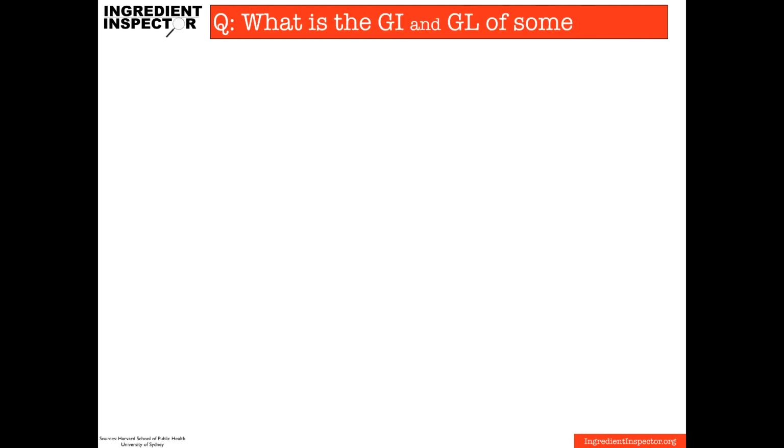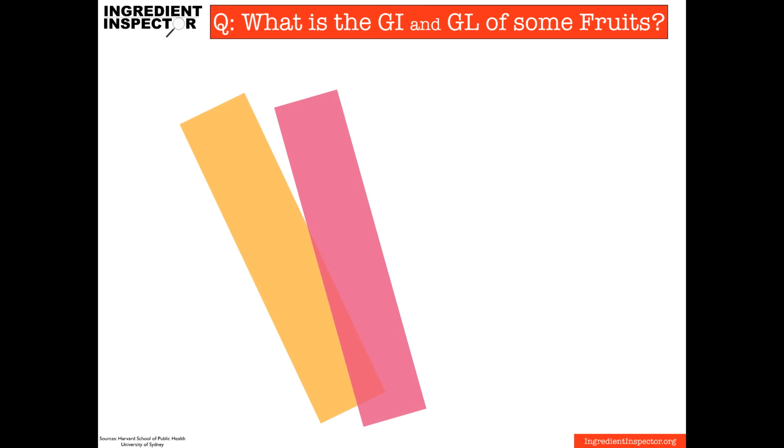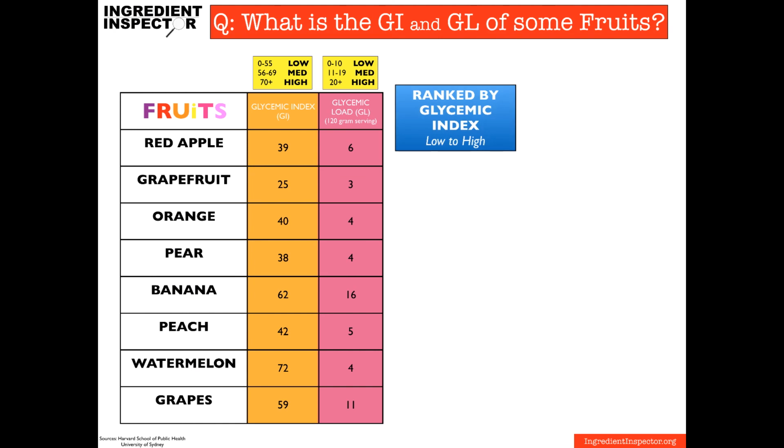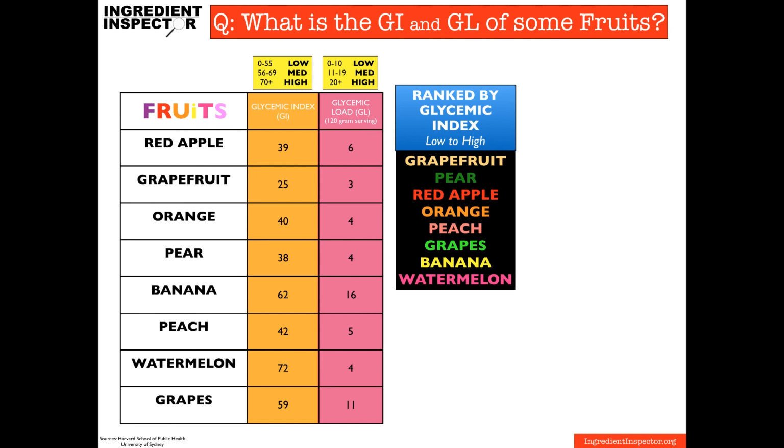What is the GI and GL of some fruits? Now that we've talked about that, let's take a look at the realities of what some of these fruits are in this case. Ranked by glycemic index from low to high, these fruits that we're looking at come in this order. Grapefruit at the lowest, and then pear, red apple, orange, peach, grapes, banana, and there's that watermelon. So ranked by glycemic index, this is how the fruits fall in order from low to high.